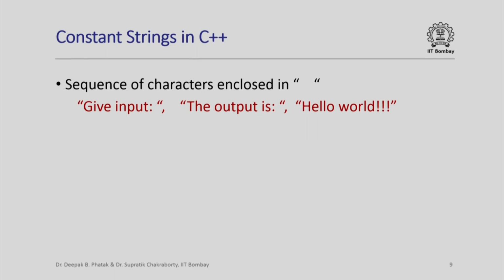We can also have constant strings in C++. These are usually sequences of characters enclosed in double quotes. So, I could have give input colon space, the output is colon space hello world exclamation.